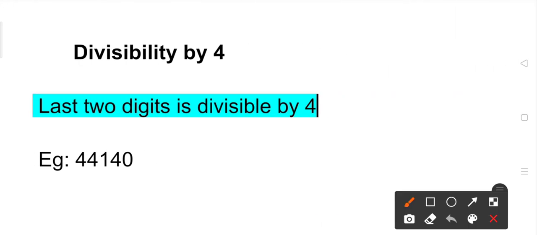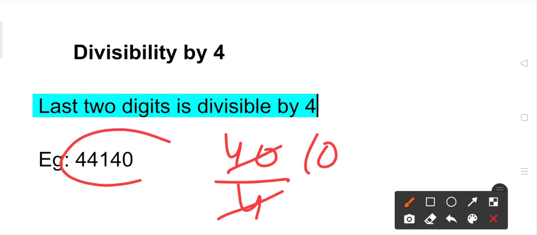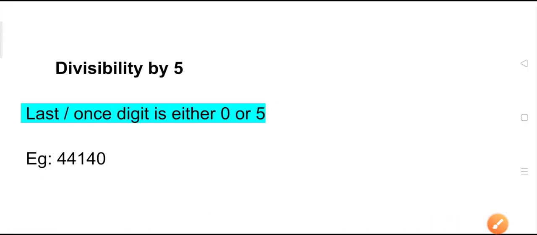Let's move forward. Now let's see the divisibility rule by 4. If the last two digits are divisible by 4, and in this example, the last two digits are 40. So yes, 40 is divisible by 4, 4 tens are 40. It means this whole number is also divisible by 4. I hope you are getting it.